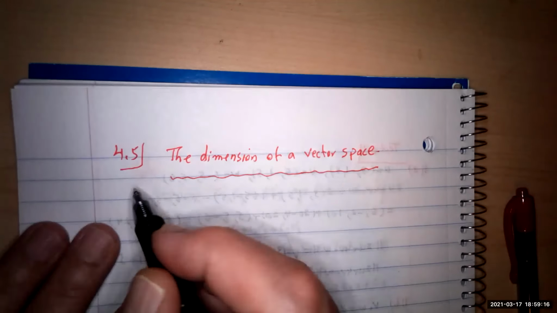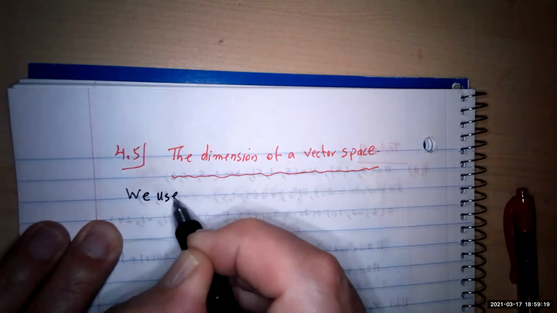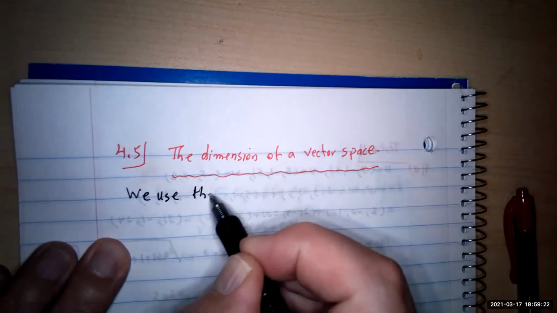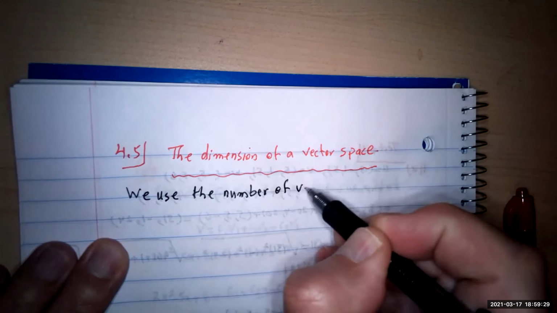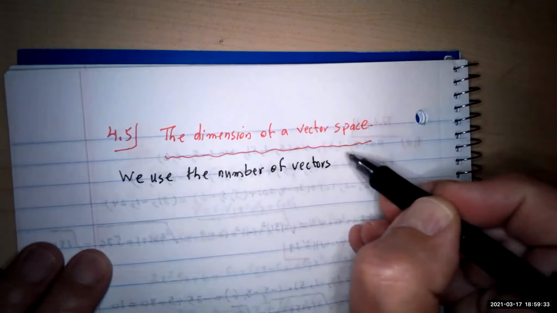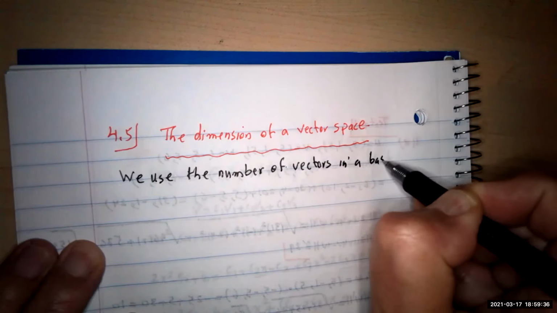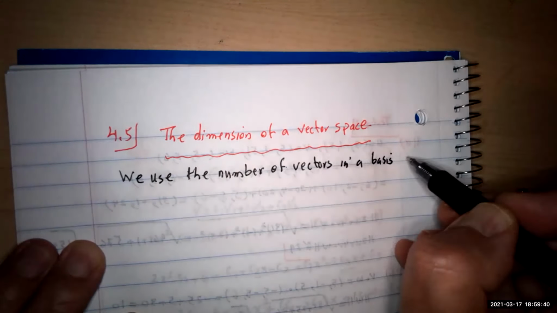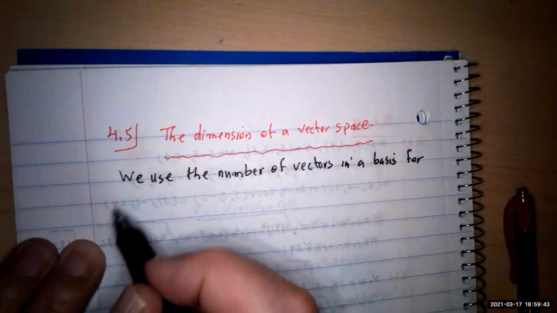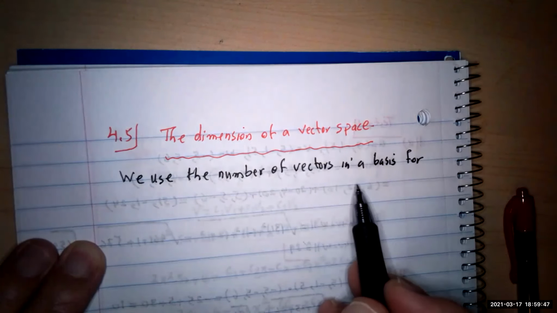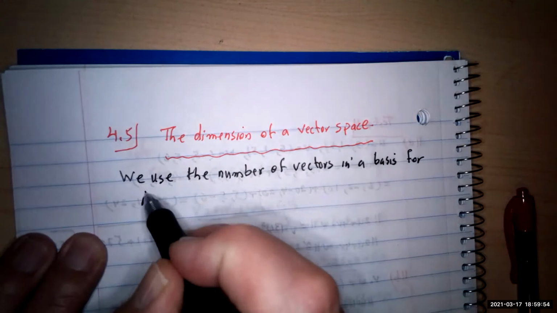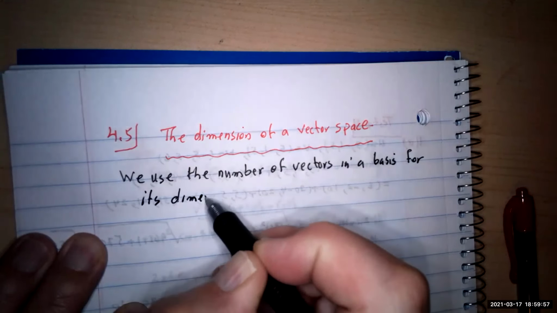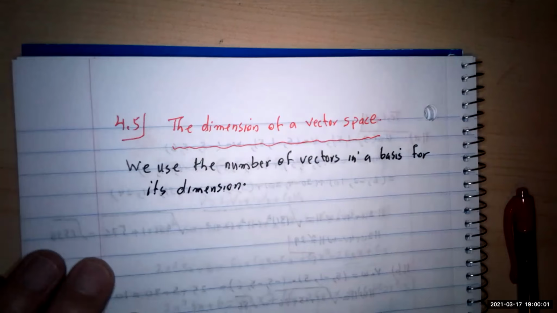Just to remind you, that's the number we're going to use: the number of vectors in a basis is the dimension of the vector space, if you like.